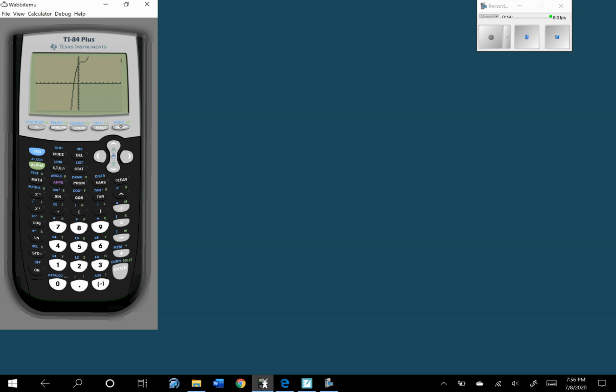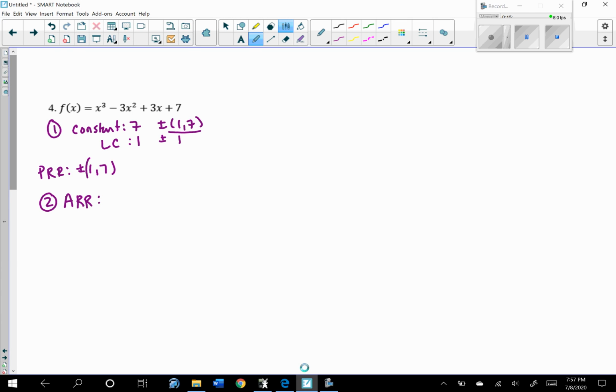So if I look at my graph, notice that I only see one x-intercept. That means the other two have to be imaginary because this is odd positive. The left end goes down, the right end goes up. So second trace value, if I plug in negative 1, I get the y value 0. I could also use my table if I want to. So the actual rational root that we found is x equals negative 1.